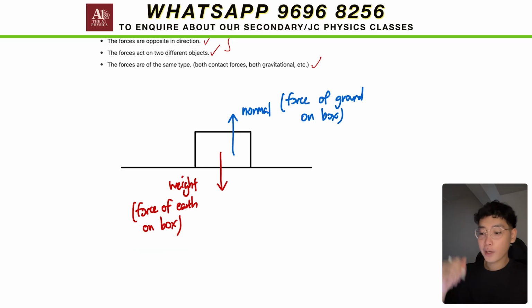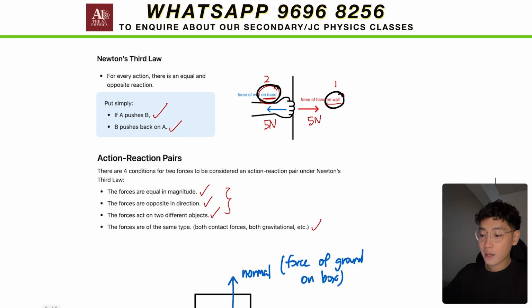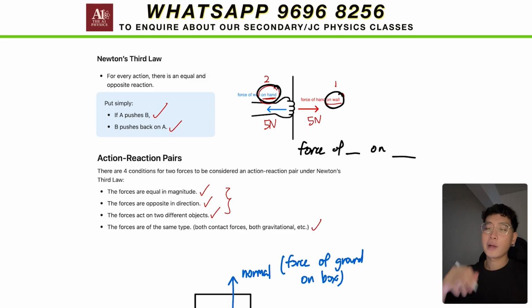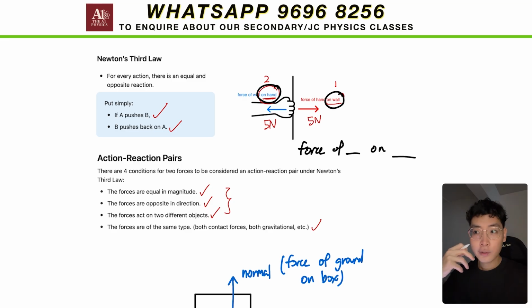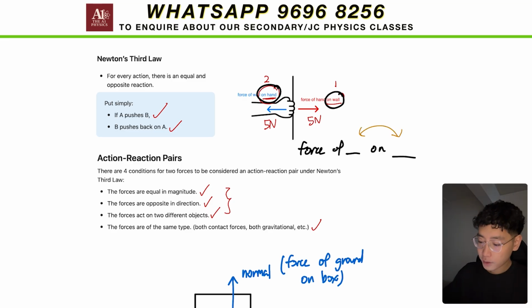So here's a pro tip for the action-reaction pair. It's always defined as force of something on something, right? You can basically describe any force as the force of something on something. And if you want to find the action-reaction pair, you can just swap these two words around, right? So over here, for the force of the hand on the wall, the action-reaction pair, you just swap it around. So it will be the force of the wall on the hand. You can always find the action-reaction pair by swapping these two words around.